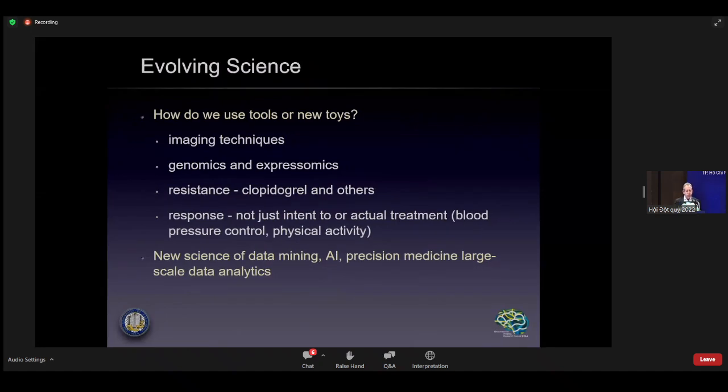So how do we use the tools or the new toys that we have available? And there's a lot. We have a lot of different imaging approaches. We even have the genomics and expressomics, where we have just started a biobank of genomic and proteomic analyses of patients with ICAD on a multi-center basis in the United States with NIH funding.